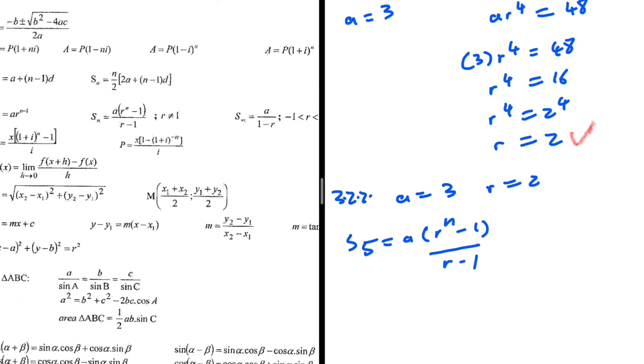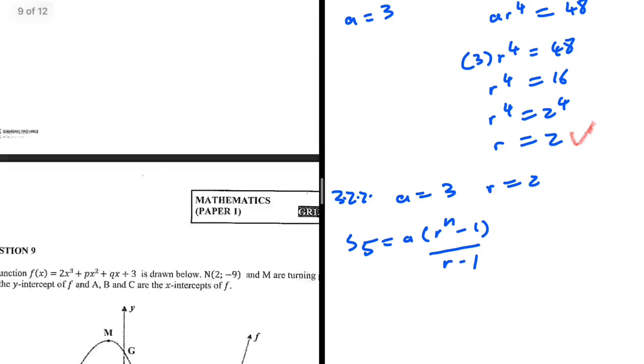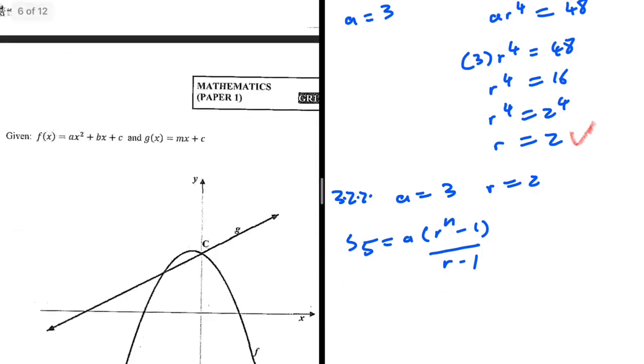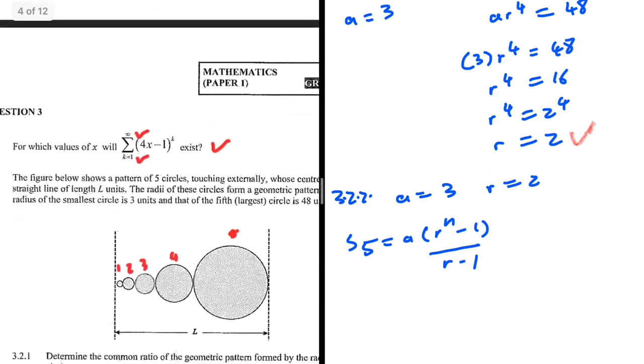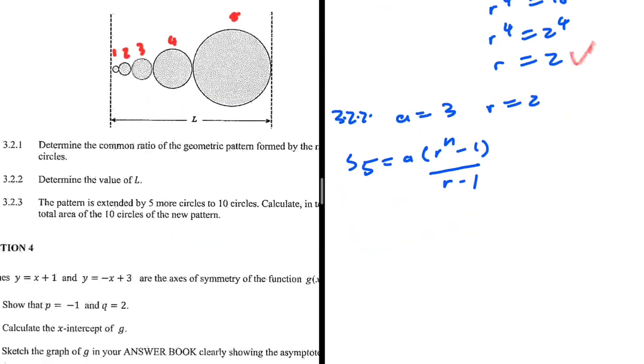I think this is one of the very few times I actually verify the formula. Okay, it is correct, no issues. So let's carry on and solve that. Okay, we are back here. So A is 3, R is 2, the number of terms is 5, so S5 equals 3 multiplied by 2 to the power 5 minus 1, divided by 2 minus 1.